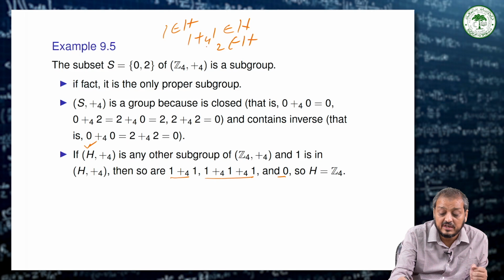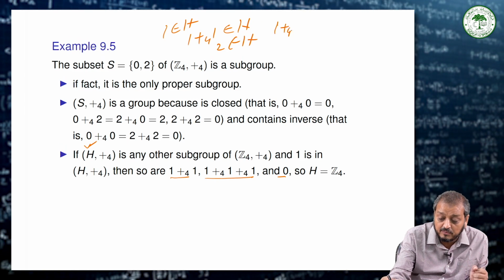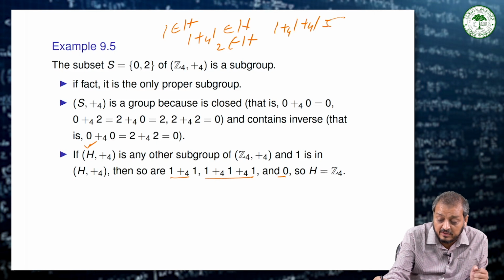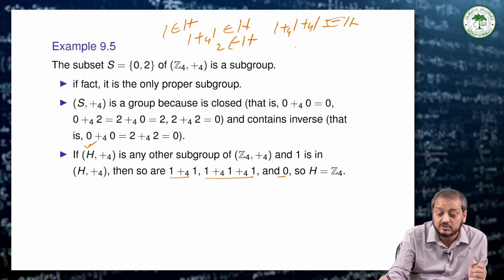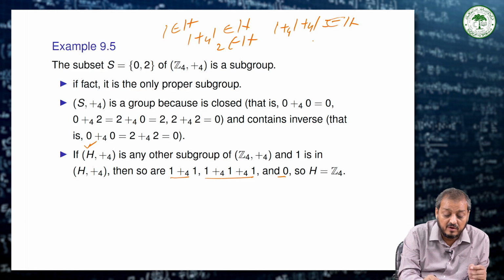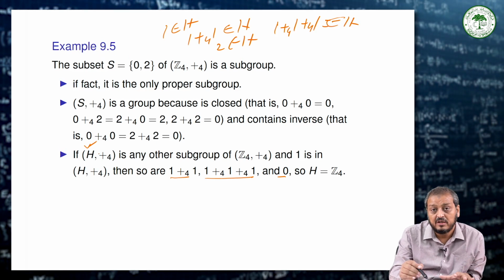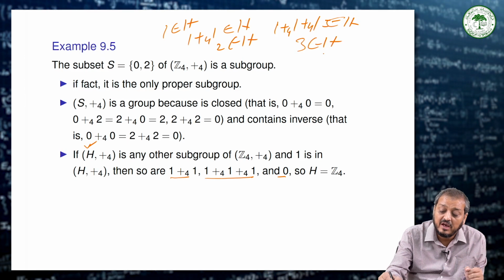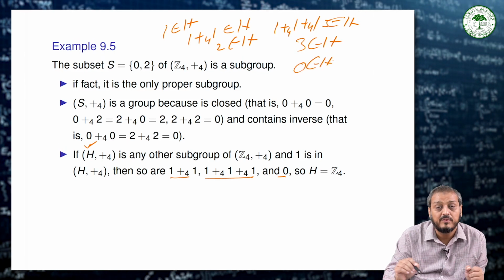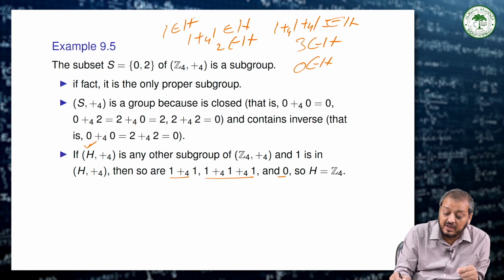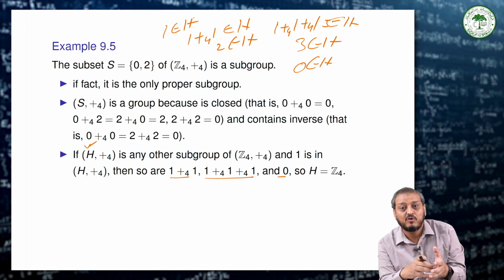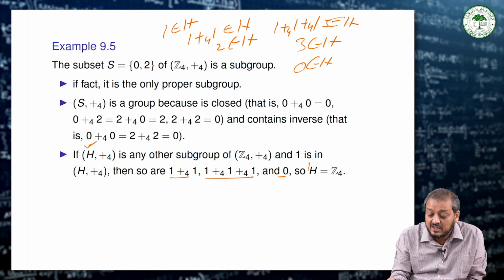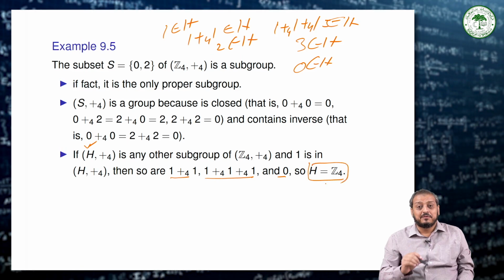And then we can say that if 2 is a member of H, then 1 addition modulo 4 1 is equal to 2, which is also a member of H by the closure property. Since H under addition is a subgroup, it is closed, so 3 is also an element of H, and then 0, the identity element, is also there. So ultimately, if 1 is a member of this subgroup H, then H is equal to the whole Z4.